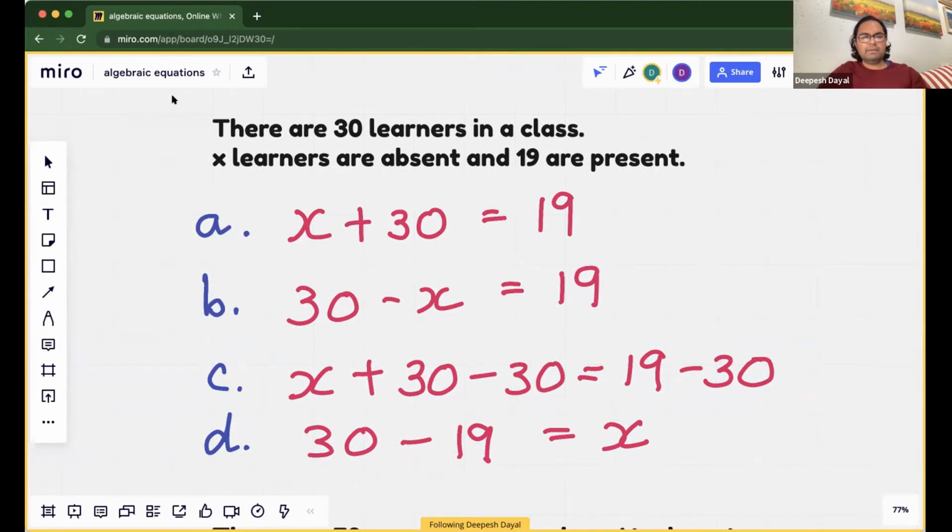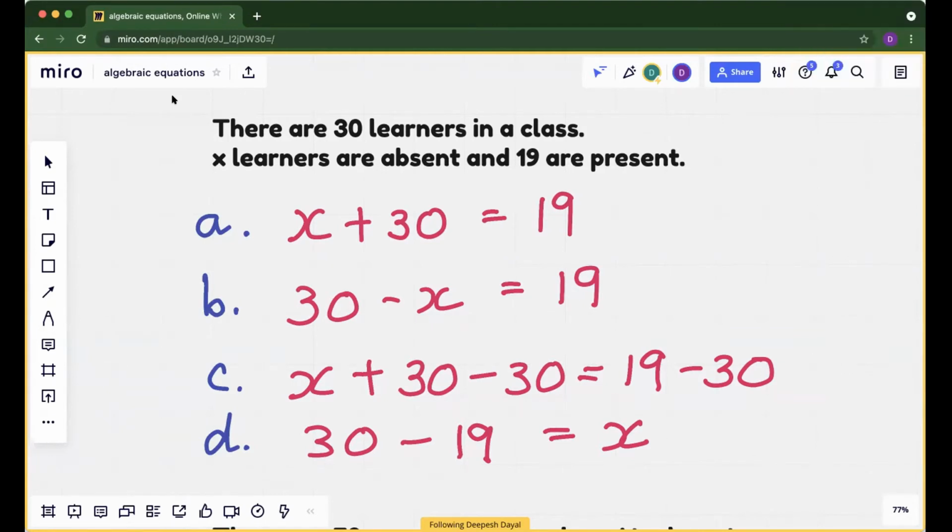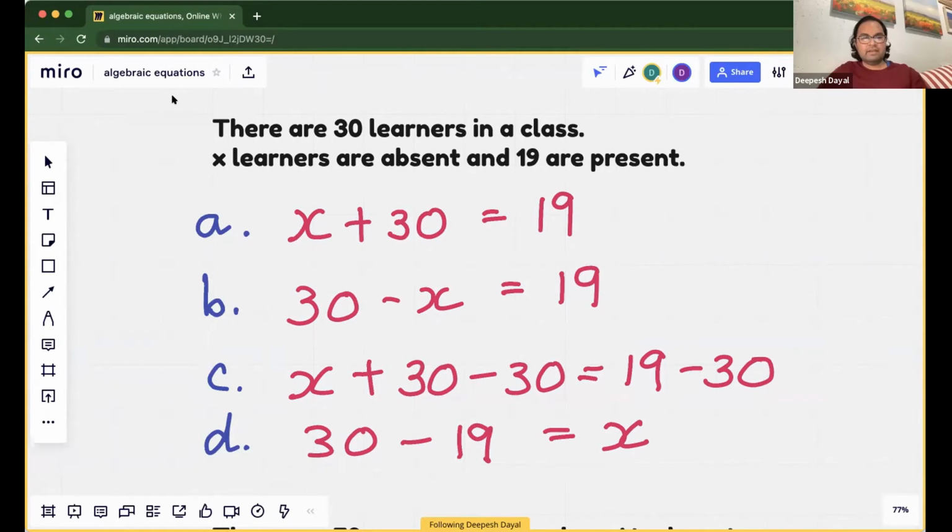I'm getting a lot of people saying B and D, B and D, B and D. Okay, there's no F here, so it has to be between A, B, C, and D. I'm getting lots of B and Ds, and some people are saying D as well. There are some people saying C.